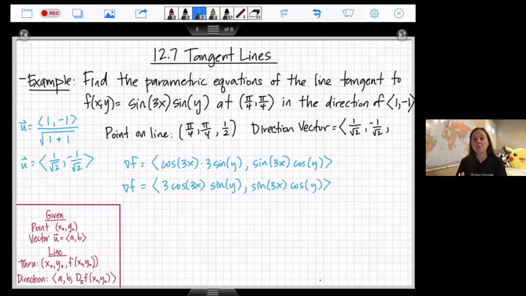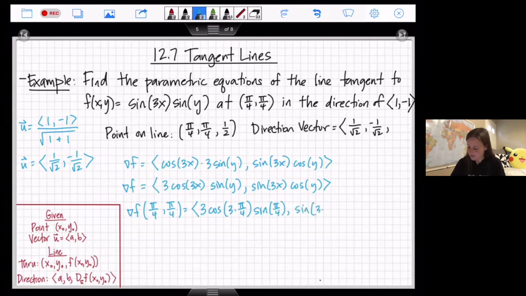All right, now we know the directional derivative is where I dot the gradient with our unit vector, but first we want to evaluate our gradient at the point we're interested in, pi over 4 comma pi over 4. So we're going to evaluate the gradient at the point we're interested in. Okay, so we're going to have 3 times cosine of 3 times pi over 4 times sine of y, which is also pi over 4. And then sine of 3 times the x pi over 4 times the cosine of the y pi over 4.